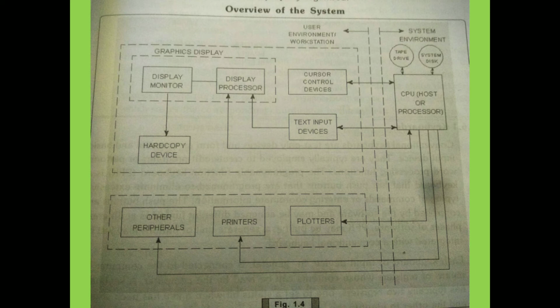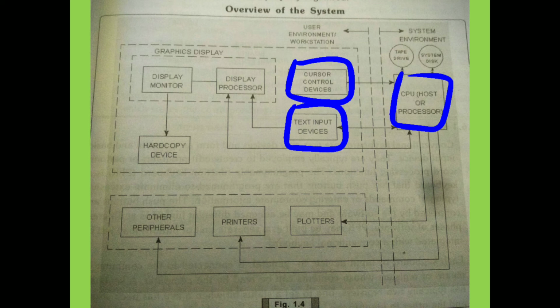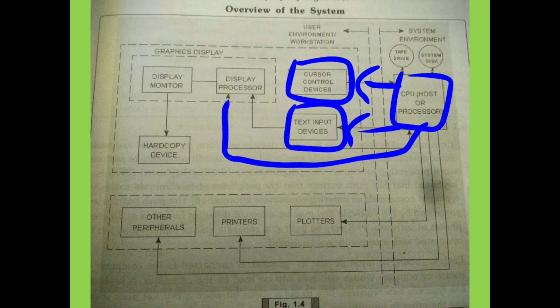In which the workstation software consists of interactive graphics. It helps in manipulation, simulation, validation, and analysis of a design. Okay, so this is the flowchart. This is the CPU. From the CPU, it is connected to two input devices: the mouse, also called the cursor control device, and the keyboard, which is also called the text input device. That means from the CPU we get information through either the keyboard or the mouse, as well as information to the graphic display, which is like our monitor.